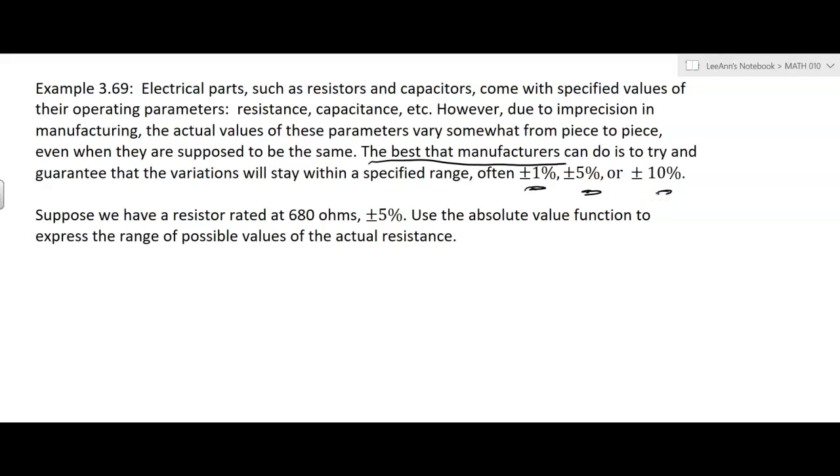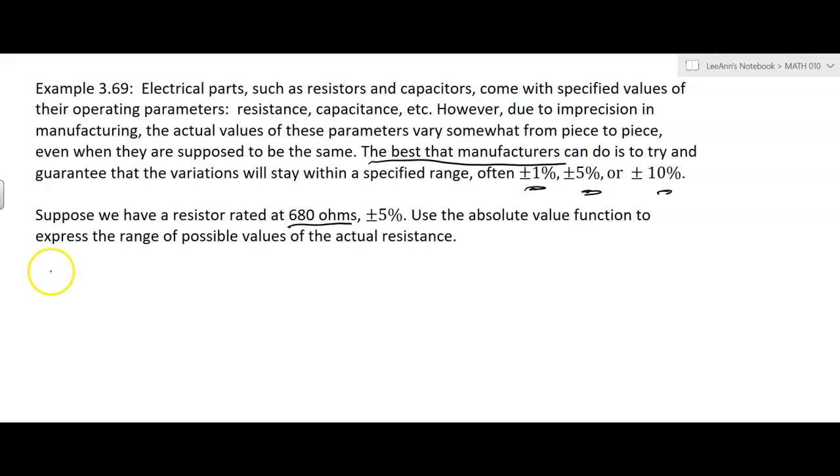Okay, so it says here, suppose we have a resistor rated at 680 ohms, plus or minus 5%. Use the absolute value function to express the range of possible values of the actual resistance. So what I'm going to do is I'm going to kind of work this backwards. I'm going to do kind of with the more practical approach. So it's saying we have a resistor that's supposed to rate at 680 ohms, but we're going to accept it if it's up to 5% off above or 5% off below.